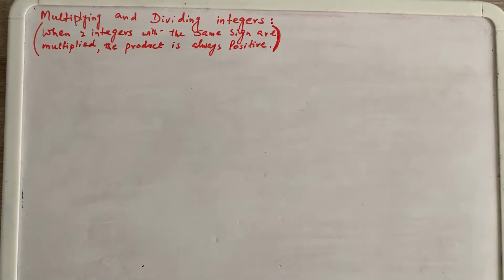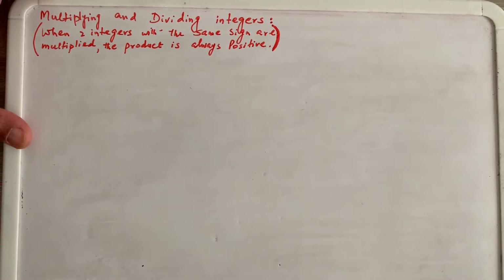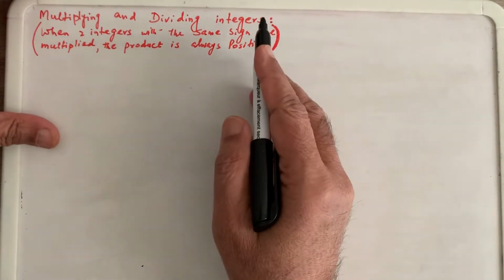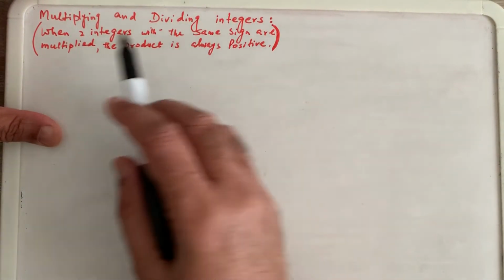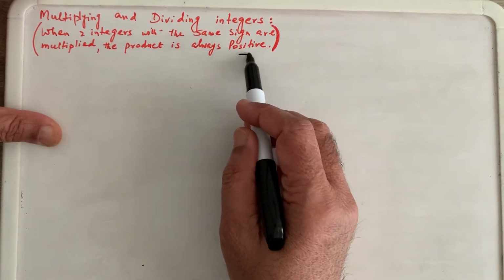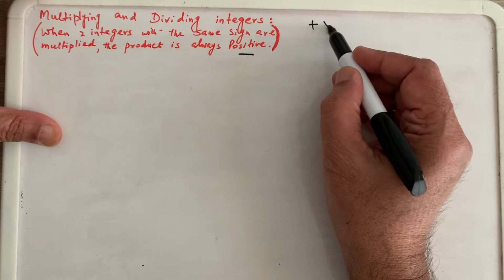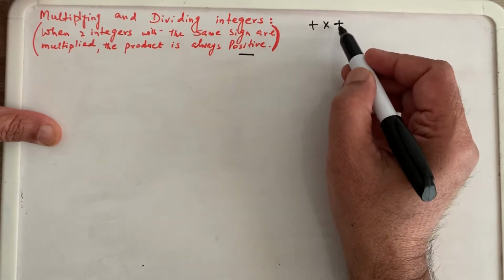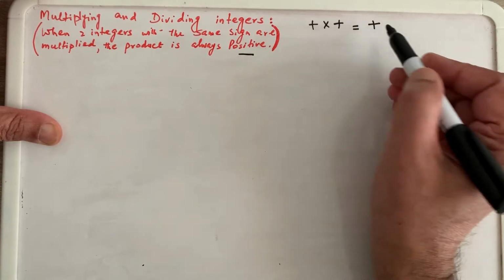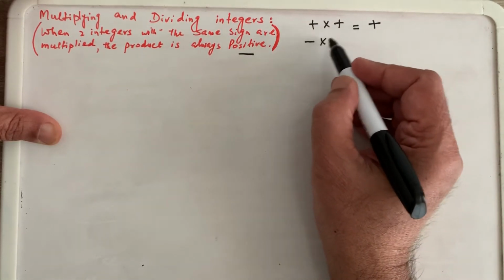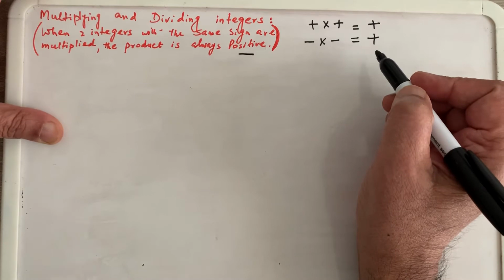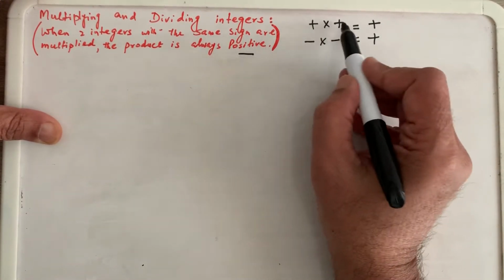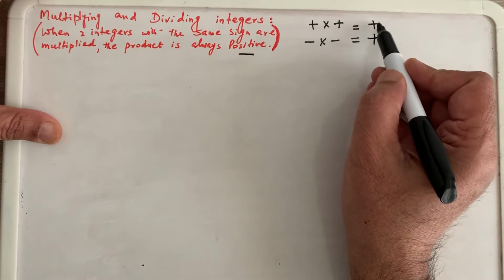Today we will be doing some multiplication and division rules for integers. So, multiplying and dividing integers. The statement is: when two integers with the same sign are multiplied, the product is always positive. That means plus times plus, if any quantity is plus and another quantity is plus, the result is plus, positive. Negative quantity times negative quantity is equal to positive. So a student must remember this rule, that when two integers with the same sign are multiplied, the result is positive.